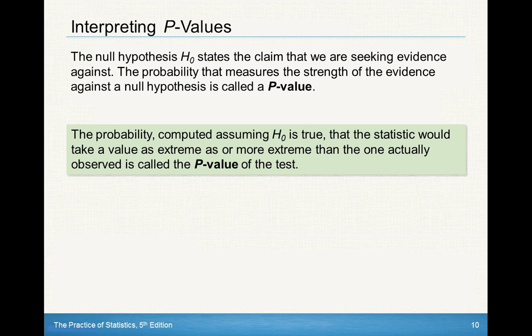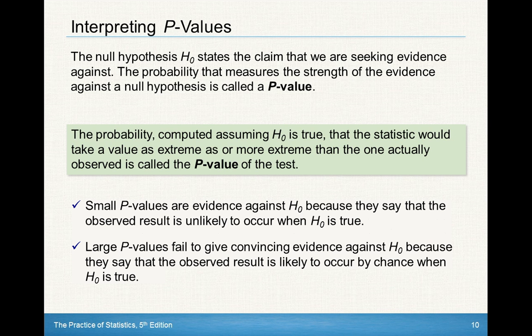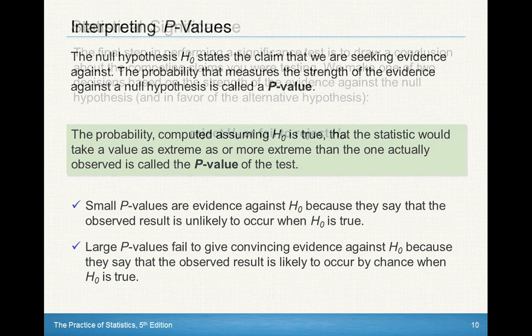The probability, computed by assuming H0 is true, that a statistic would take a value as extreme or more extreme than the one we actually got is called the p-value of the test. Small p-values are evidence against H0 because they say the observed result is pretty unlikely to occur if H0 is true. On the other hand, a large p-value will fail to give convincing evidence against H0 because they say the result we observed is likely to have occurred by chance if H0 is true.